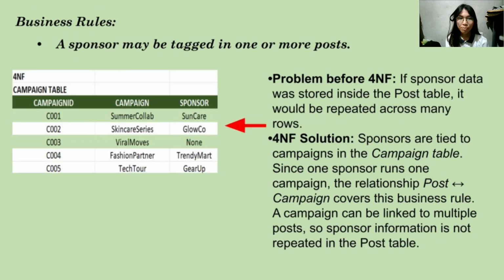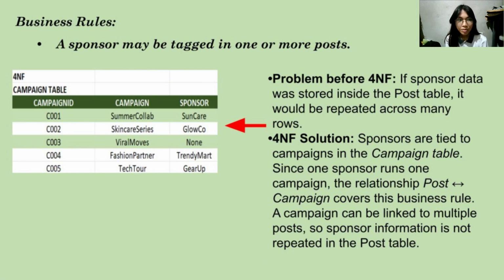Business rule number 3: a sponsor may be tagged in one or more posts. Problem before 4NF: if a sponsor's data was stored inside the post table, it would be repeated across many rows. 4NF solution: sponsors are tied to campaigns in the campaign table. Since the sponsor runs one campaign, the relationship from post to campaign covers the business rule. A campaign can be linked to multiple posts, so sponsor information is not repeated in the post table.